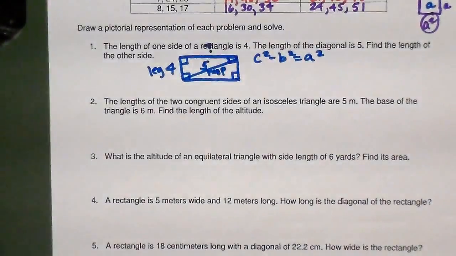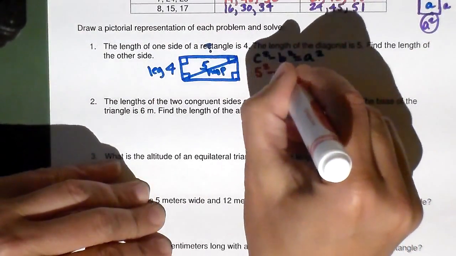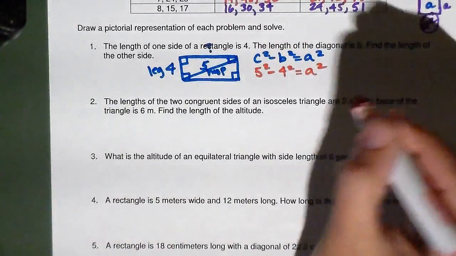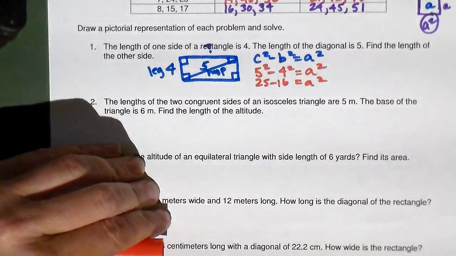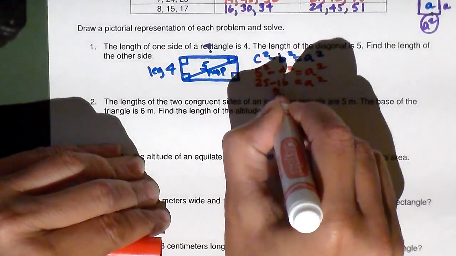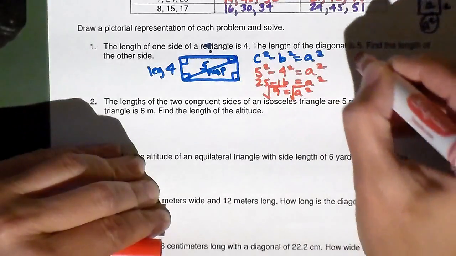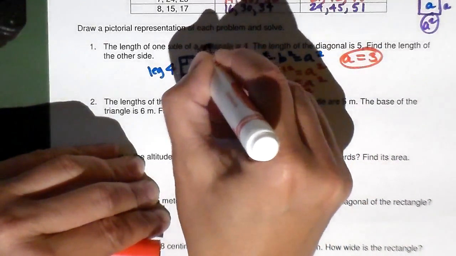So let's look at the values that we're given. My c squared, which is my hypotenuse, is 5. So 5 squared minus my leg, which is 4 squared, is going to give me the other leg squared. 5 squared minus 4 squared is 25 minus 16. And I'm showing every step. You don't have to show every step. So you get 9 equals a squared. And then I'm going to square root both sides. So a is equal to 3. So that's my missing side.